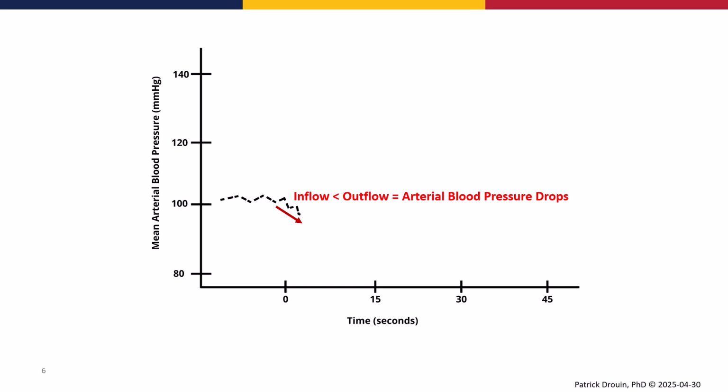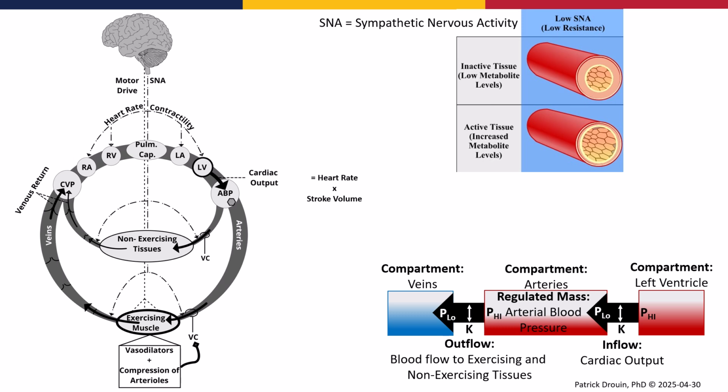Luckily, our brilliant bodies have feed-forward mechanisms in place to help protect arterial blood pressure and support exercising muscle blood flow during exercise. With the onset of exercise, the motor signal sent to the exercising muscle simultaneously leads to an increase in sympathetic nervous activity.